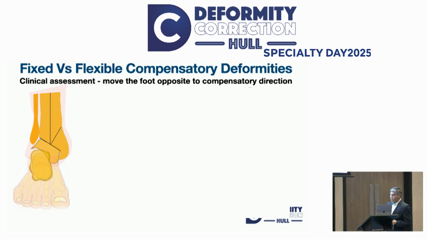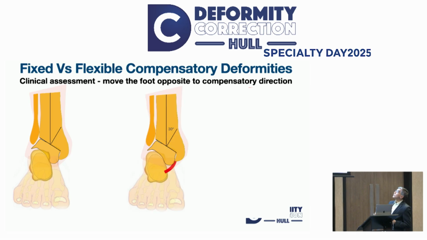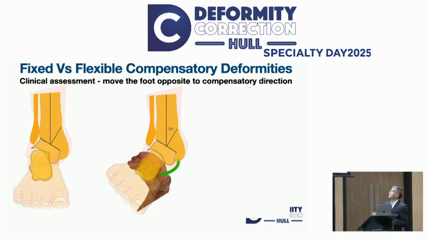And the best way to do it is to assess, again, clinical assessment. Radiology might help, but not always. So in this example, for valgus compensation, the heel is going to go into varus. And over a long time, these structures can become tight and cause permanent deformity. So you grab hold of the heel and do this opposite movement. If you can get good range of movement in the opposite direction, this is a flexible deformity and not a fixed deformity.